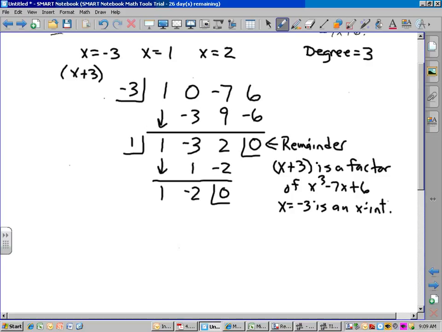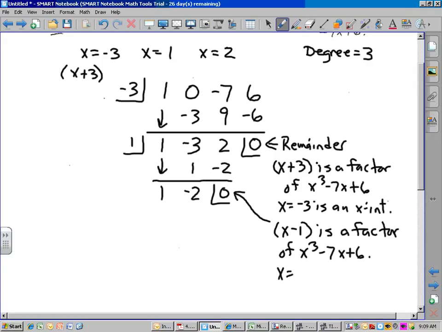And I'm done. That tells me, since the remainder is 0, that x minus 1 is a factor of x cubed minus 7x plus 6. And it also tells me what I already knew, that x equals 1 is an x-intercept. So x minus 1 is a factor as well.